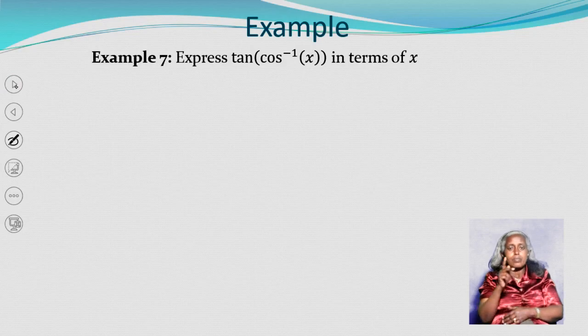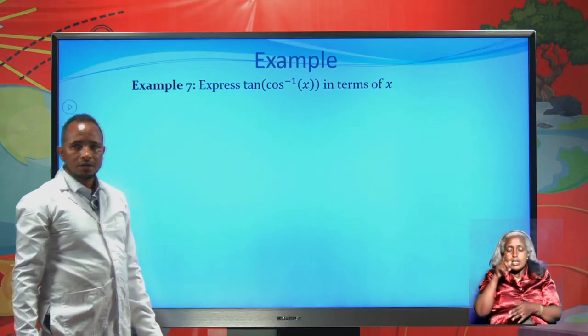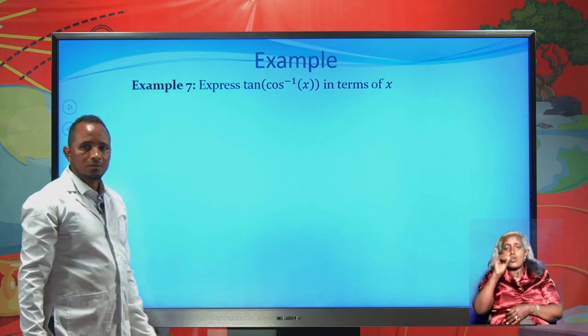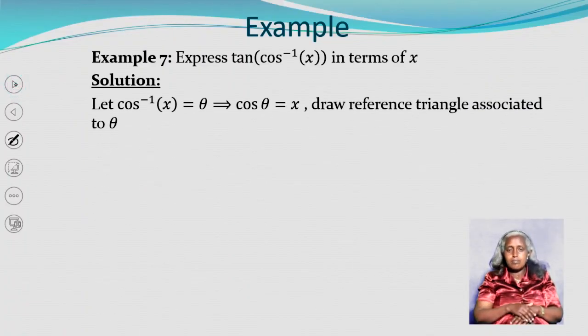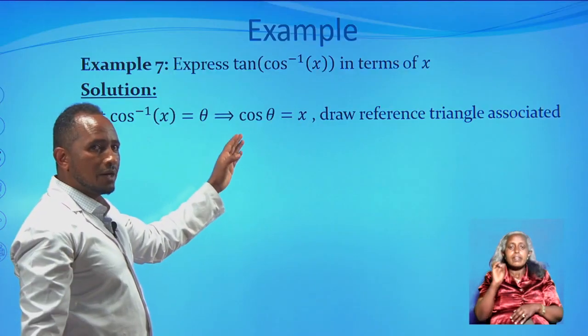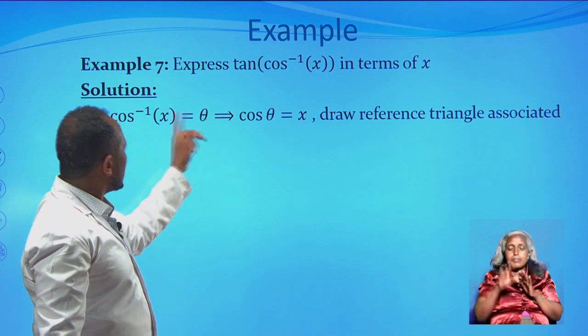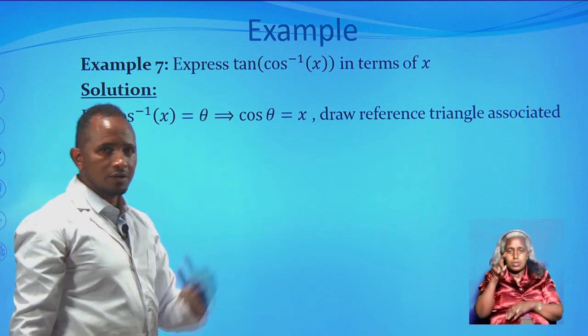Okay, now let's see this one. Express tan cos inverse of x in terms of x. Solution. Let's assume cos inverse of x to be theta. This implies cosine of theta gives you x, and then draw a reference triangle.